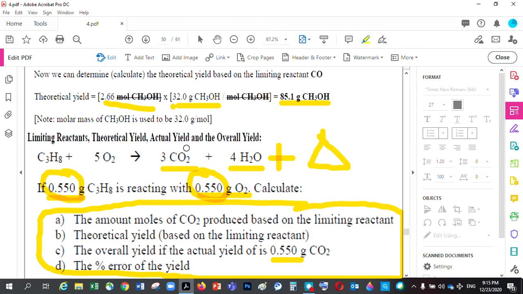I have 3 moles of CO2, 5 moles of oxygen, and 1 mole of propane. This is very important, correct? I know propane and oxygen have the same amount, 0.550 gram each, but the number of moles in the balanced equation is different. 5 moles of oxygen will yield 3 moles of CO2. 1 mole of propane will give us 3 moles of CO2.